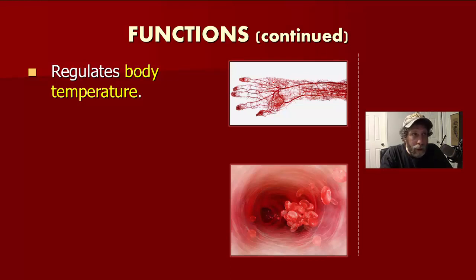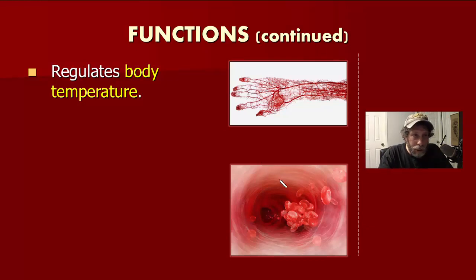Sweating is another way to regulate body temperature. Shivering, the contraction and relaxation of muscles, which generates heat. You know, when you're cold and you shiver, it generates heat. So the body has to regulate its temperature, and the circulatory system is involved with that.